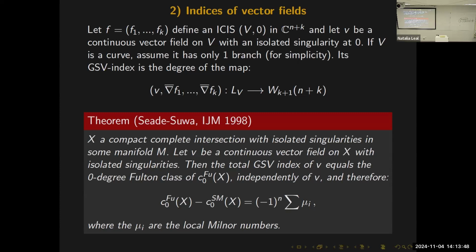And then in '98, Tatsuo Suwa and myself proved that if X is a compact complete intersection in a manifold with isolated singularities, and we have a global continuous vector field on X with isolated singularities at the singular points of X, and perhaps at some other smooth points, then you can define a total GSV index, taking the GSV index at the singularities of X plus the usual Poincaré-Hopf index at the singularities of the vector field on the smooth part. You have a global invariant, and then one can show that this invariant does not depend on the choice of the vector field, and it equals the degree 0 Fulton class. Okay? And using this, we prove that the difference in degree 0 of this Fulton class and the Schwartz-MacPherson class is given by the sum of the local Milnor numbers.